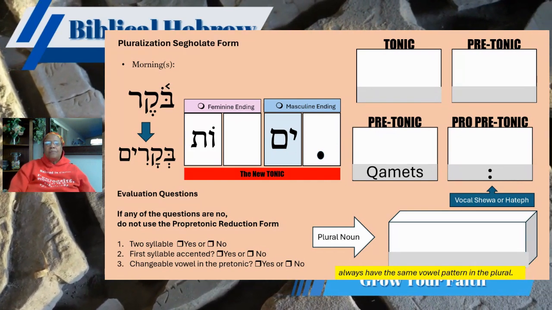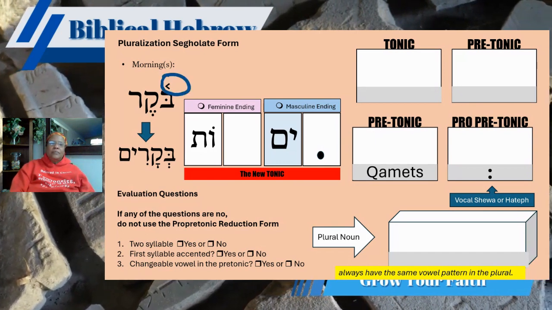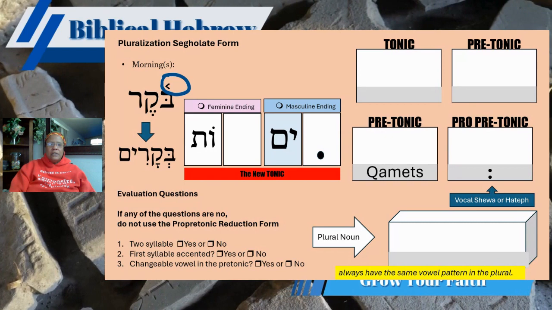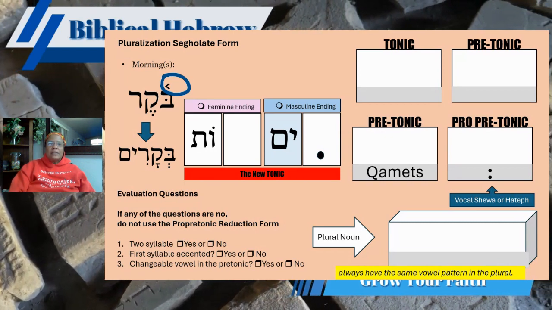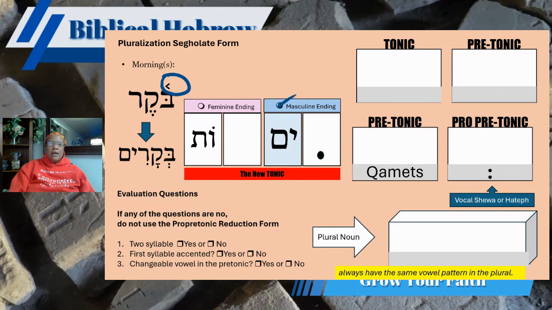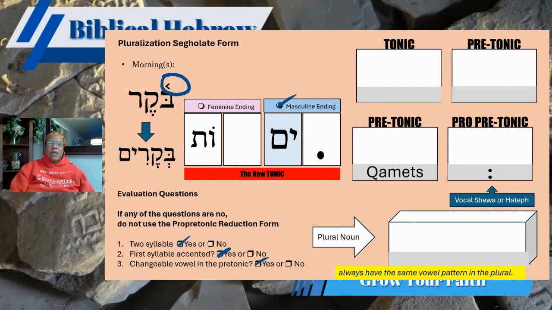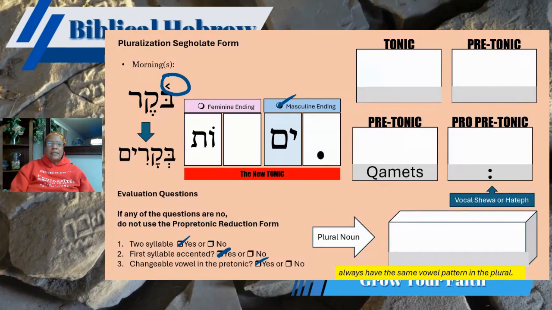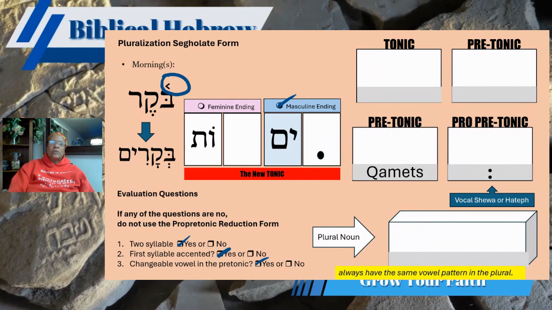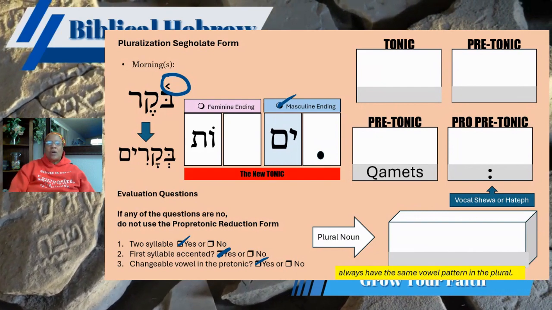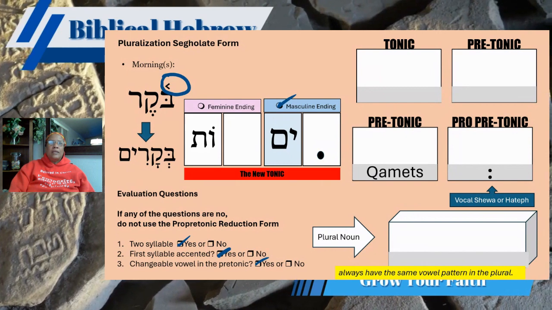All right, here we go. We see the accent. So that's good. And we see the resh. It does take a masculine plural ending. It is two syllables. First syllable is accented. Yes, it is. And it's a changeable vowel. Yes, it is. We do have a changeable vowel there. So let's see what we can get into.